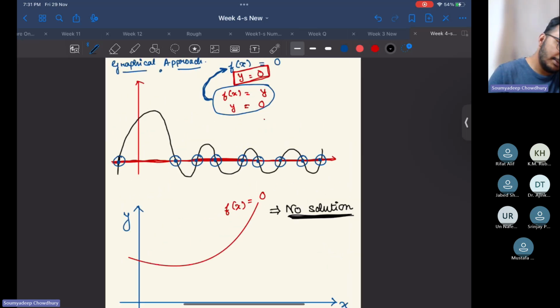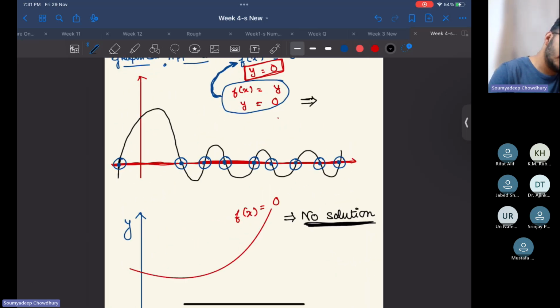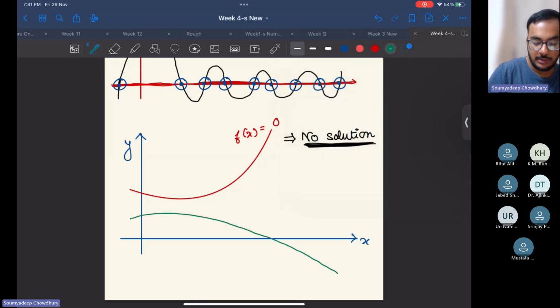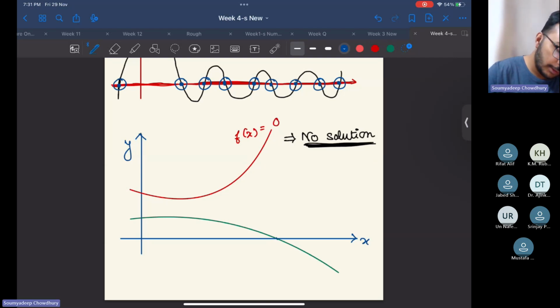And the case which I described previously had multiple intersection points, right? So we will call it multiple solutions. There are multiple solutions to this equation. If it intersects at one particular point, we will say it has a unique solution, right? Suppose you have another graph. I'm plotting it on the same axis. Suppose you have an equation like this. So it is intersecting at only one point. So this will be known as a unique solution.